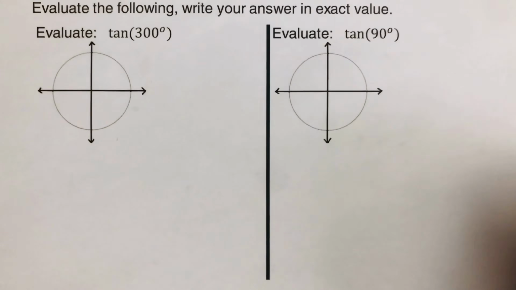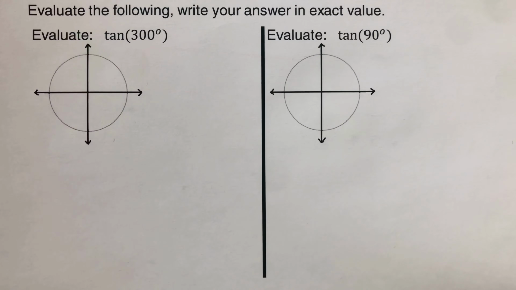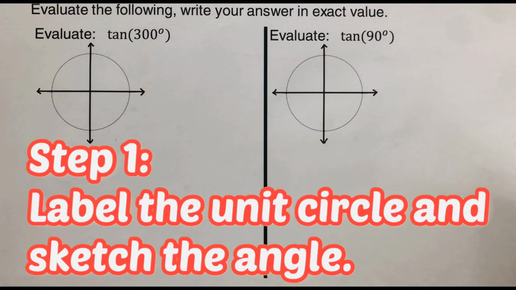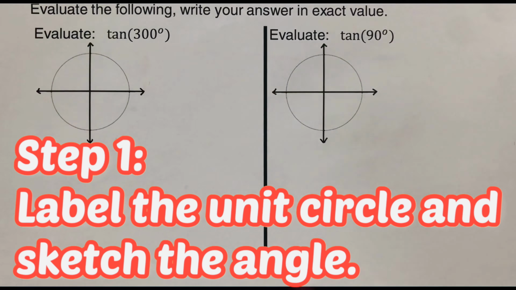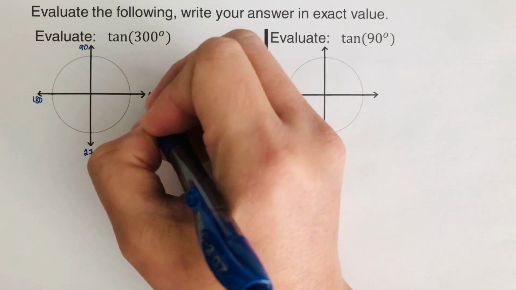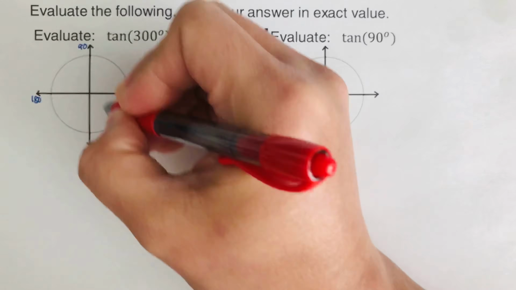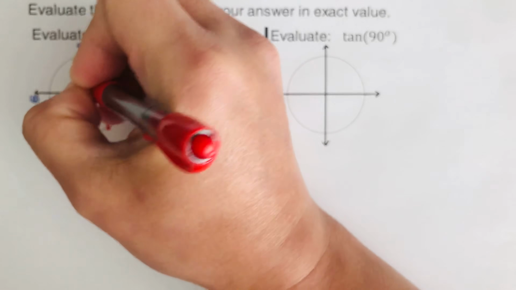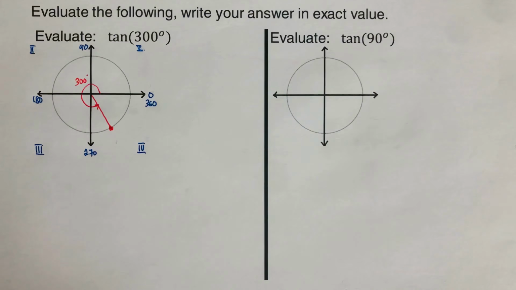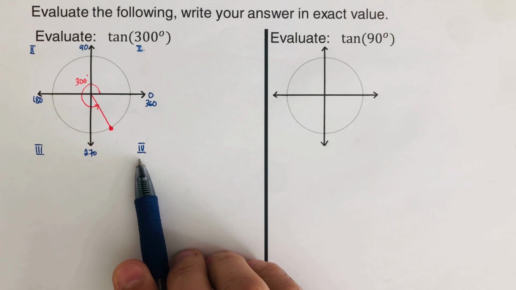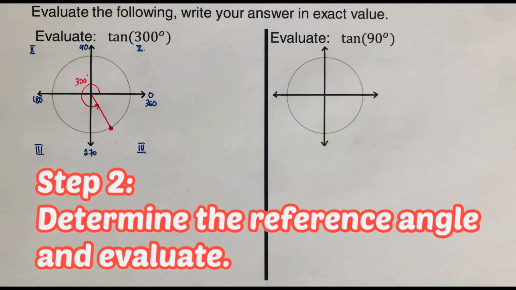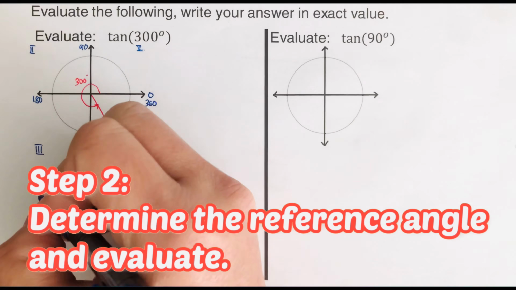Now let's move on to the next example right here. So we're supposed to evaluate tangent 300. So it's pretty much the same thing. We're going to follow the same steps. So the first step is to label the unit circle and sketch the angle. So I'm just going to go ahead and label this. Okay, so this angle is located in the fourth quadrant. So we go ahead and move on to the second step. The second step is to determine the reference angle and evaluate. So I'm just going to show the work down here.